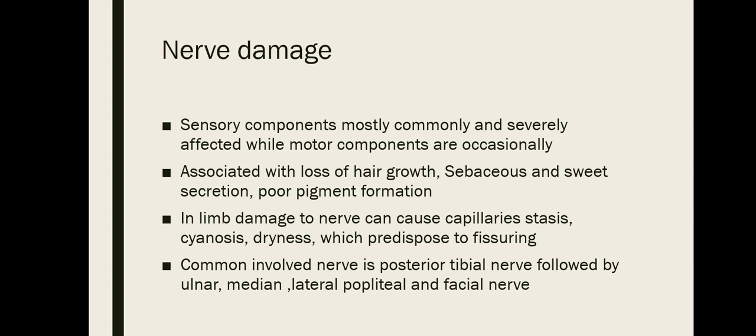Nerve damage. The sensory component is most commonly and severely affected, while the motor component is occasionally affected. It is associated with loss of hair growth, sebaceous and sweat secretion, and poor pigment formation. In the limb, damage to nerves can cause capillary stasis, cyanosis, and dryness, which predispose to fissuring. The commonly involved nerve is the posterior tibial nerve followed by ulnar, median, lateral popliteal and facial nerves.